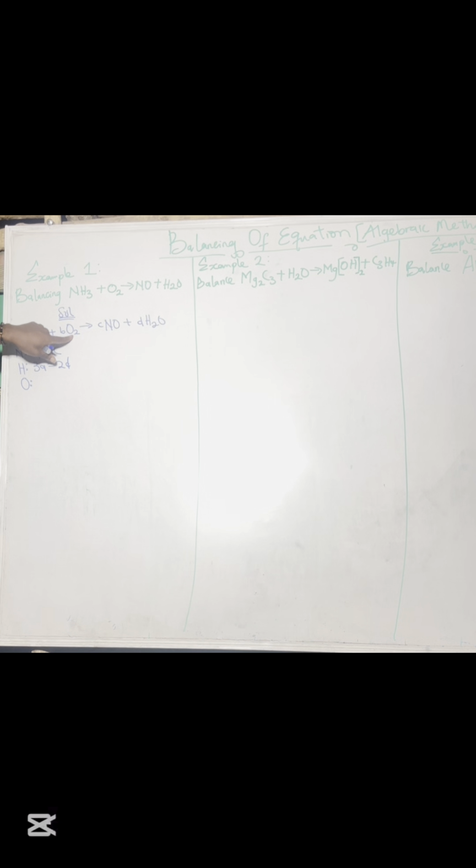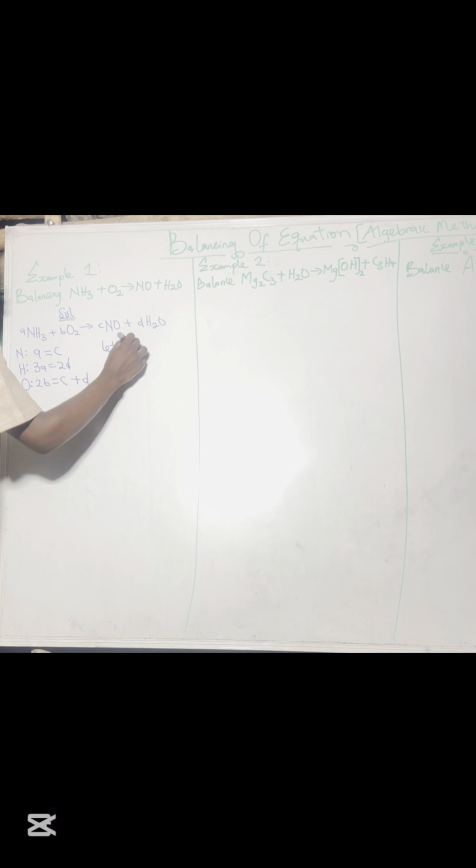Also, moving back to the left-hand side, I have oxygen here. 2 oxygen. 2 times B, 2B. Equals. Go to the right-hand side. I have 1 oxygen here, I have 1 oxygen here. The coefficient of oxygen here is C, plus the coefficient of oxygen here is D, plus D. After I have formulated my equation like this, guys, what is the first coefficient here? A. Let A equal 1.